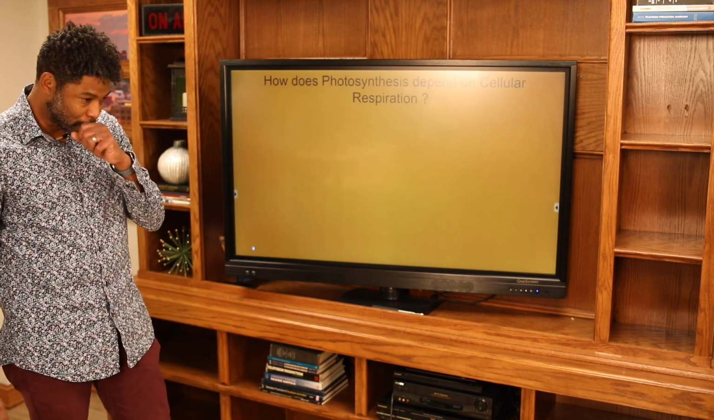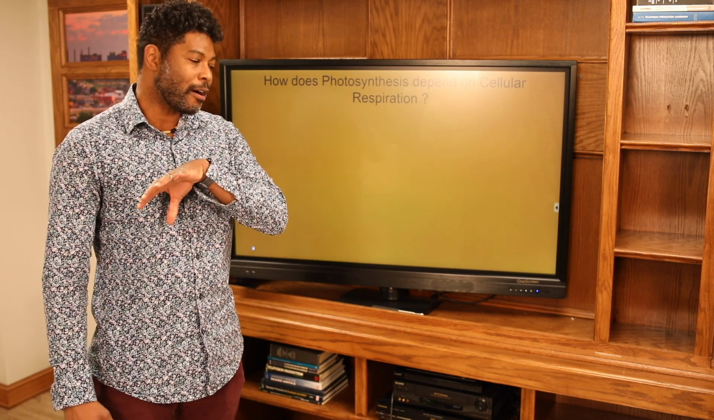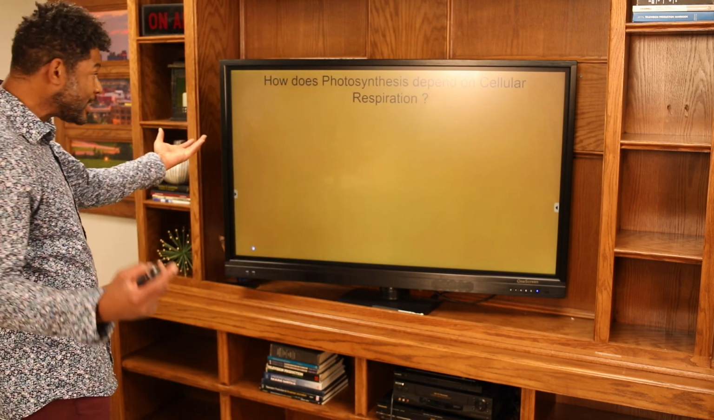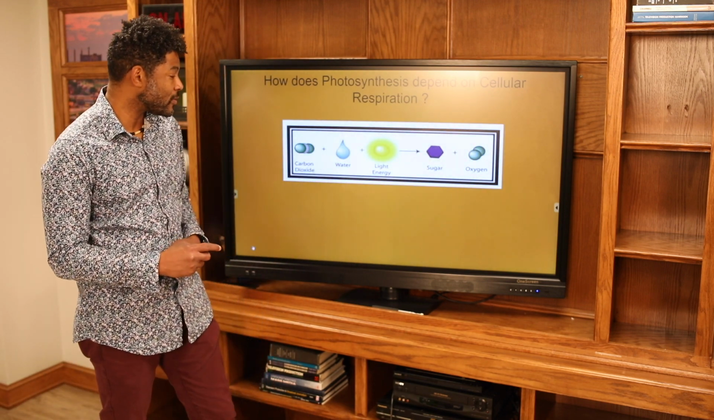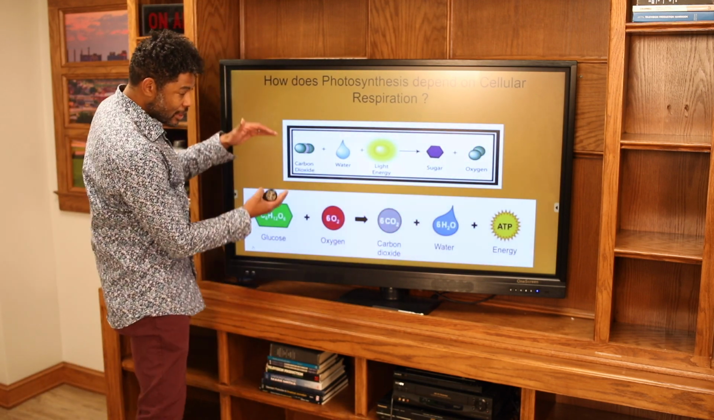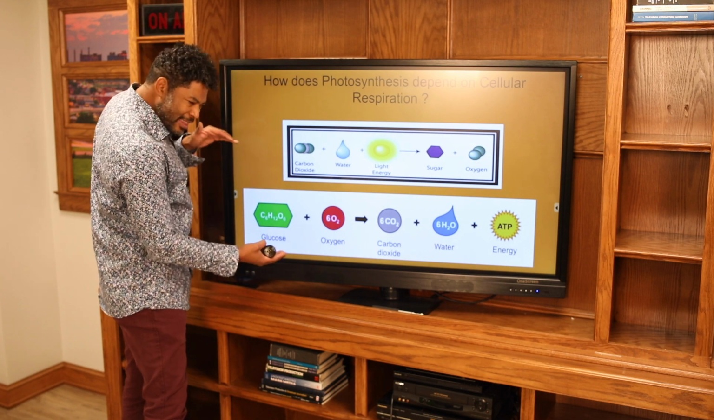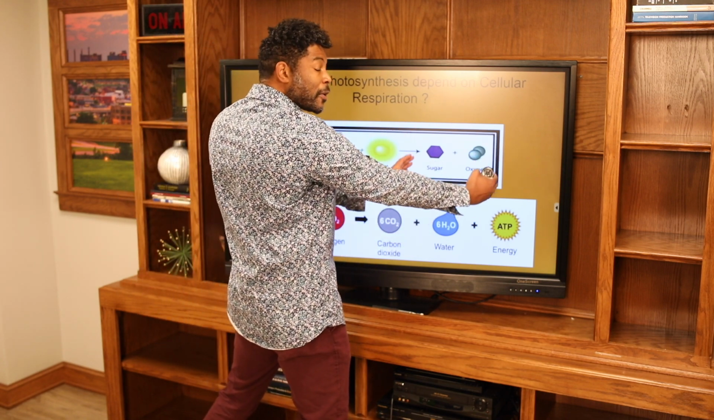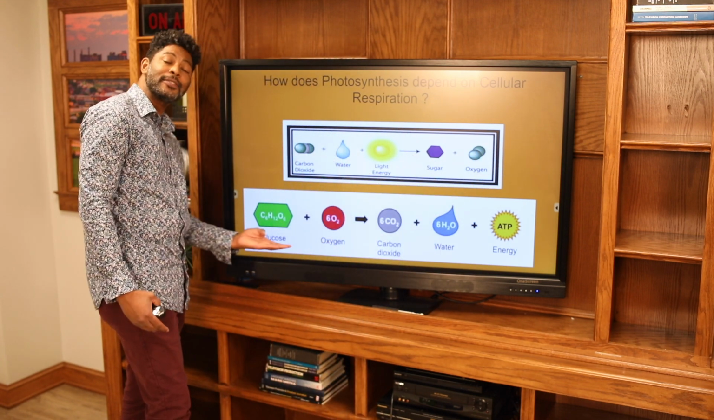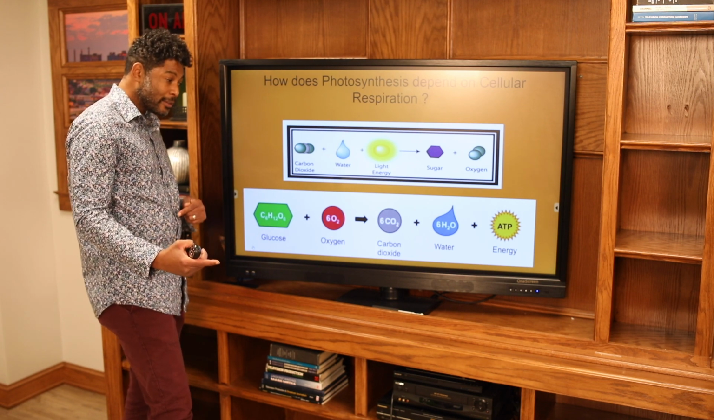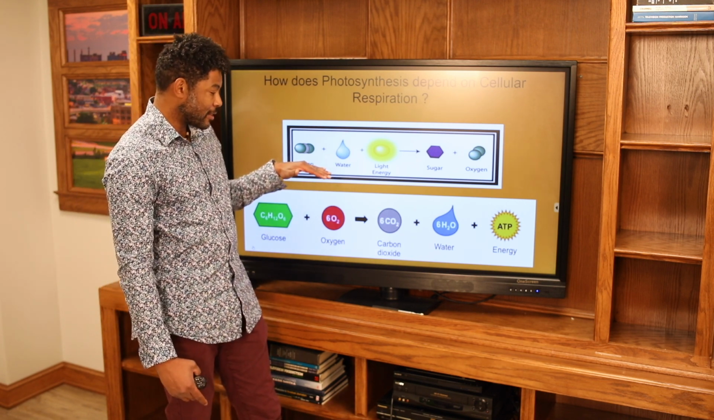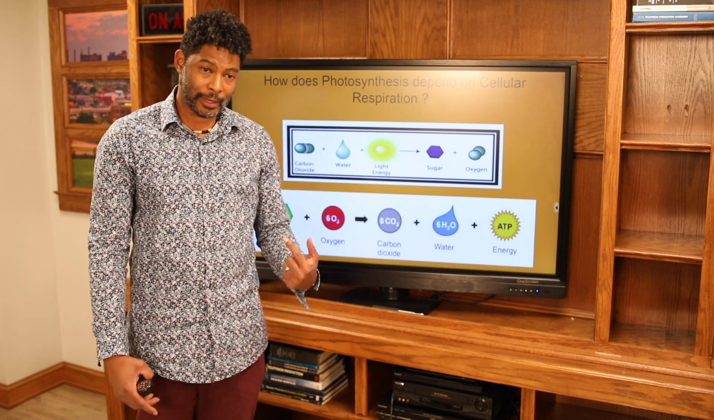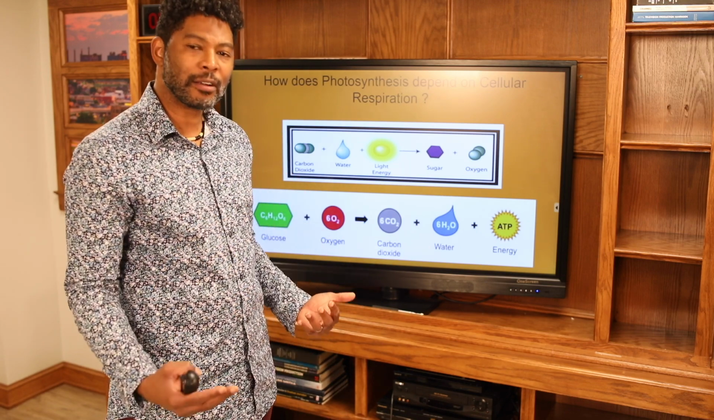Okay? Now, how do cellular respiration and photosynthesis depend on each other? If you look at the two reactions, this one being photosynthesis, and this one being cellular respiration, you can see the product of photosynthesis is really the reactant of cellular respiration, and the reactant of photosynthesis is the product of cellular respiration. So that gives us a cyclical pattern, okay? Those are the things that we've already talked about.